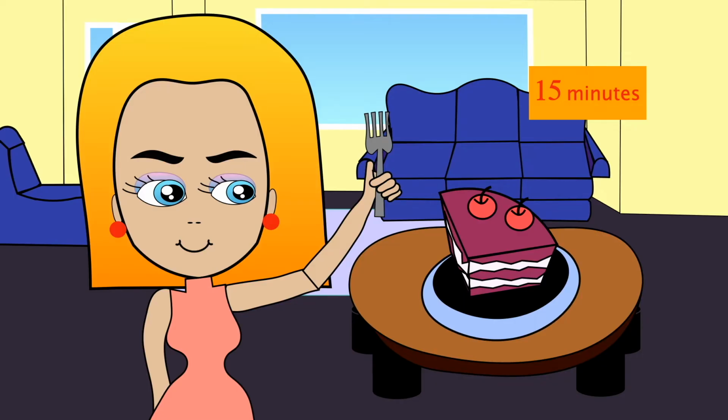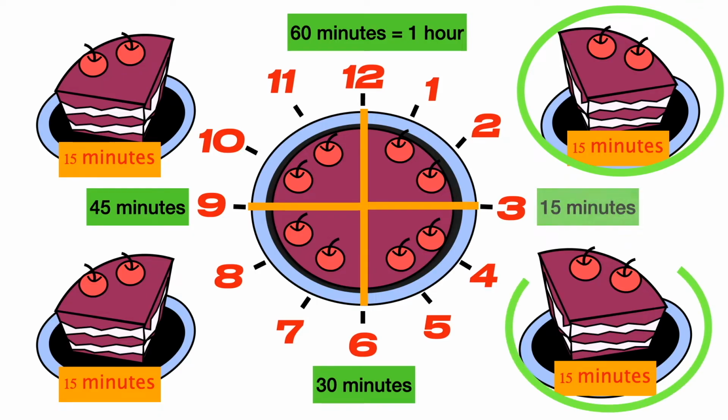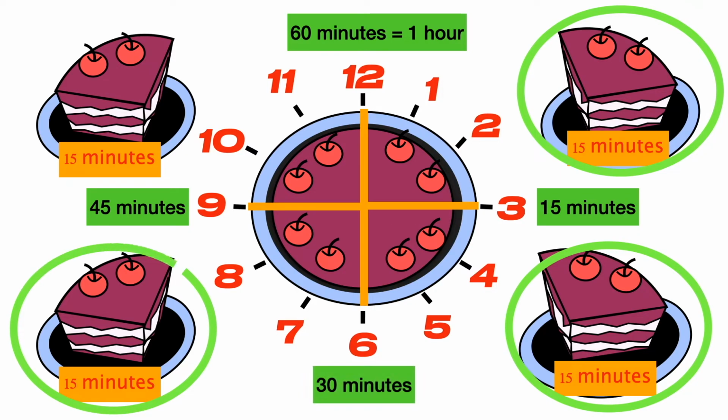Let's count 15 minutes. A quarter in time is 15 minutes. 15 minutes plus 15 minutes equals 30 minutes. 30 minutes plus 15 minutes equals 45 minutes. 45 plus 15 minutes equals 60 minutes. 60 minutes equals 1 hour.